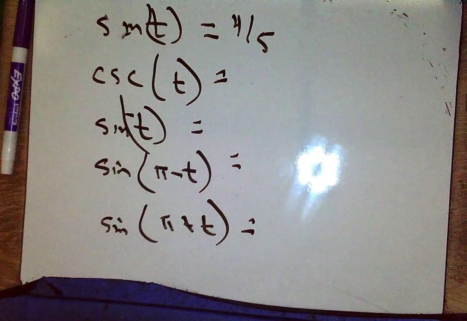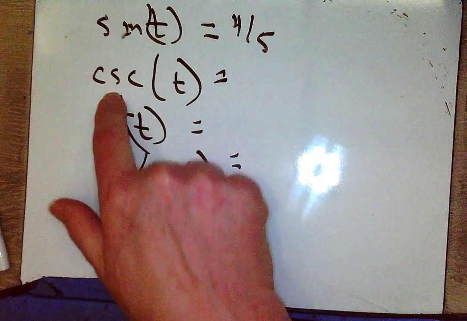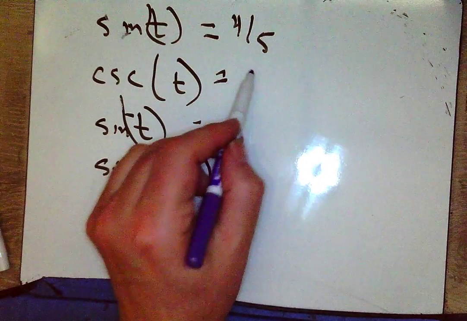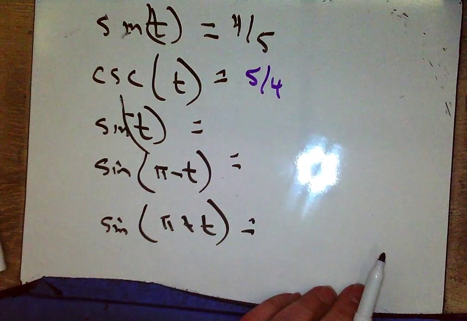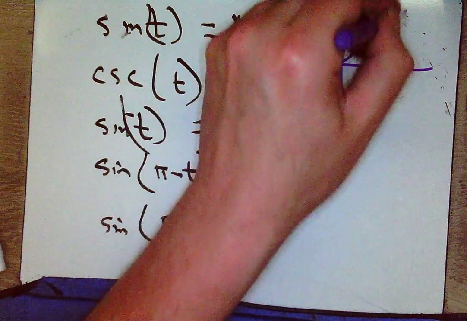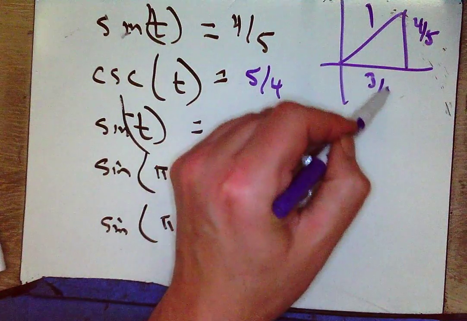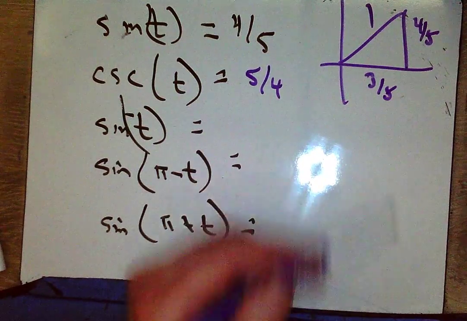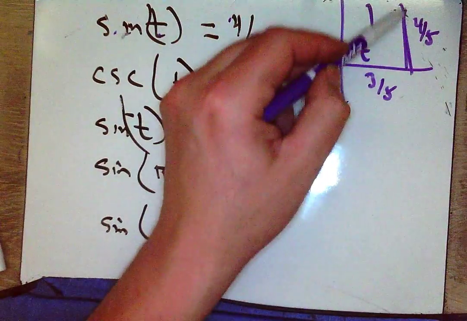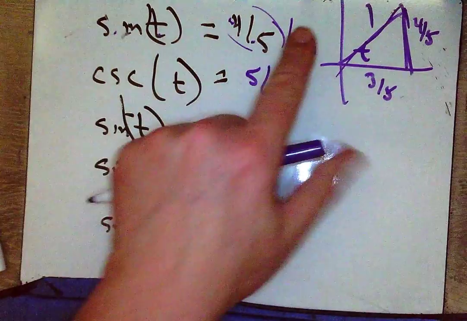That's a bunch of stuff to know. Okay, so what's the relationship between cosecant and sine? They're reciprocals, so this is 5 over 4. You know, you could also try a triangle approach. This is 4/5, this is 1, this is 3/5, and there's t. And sine is opposite over hypotenuse.